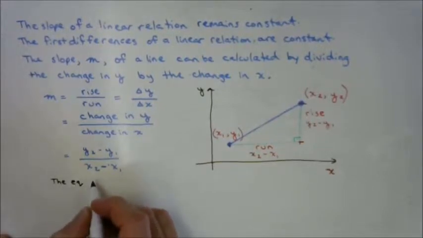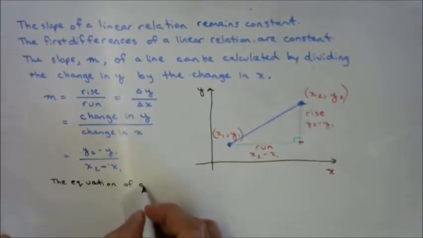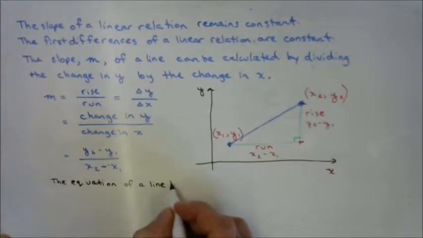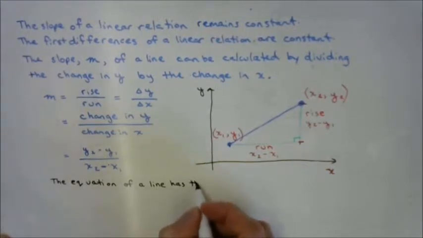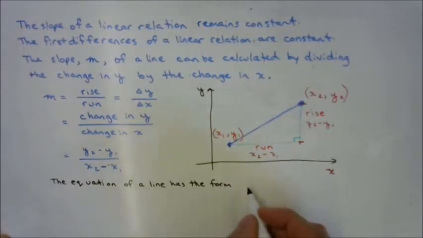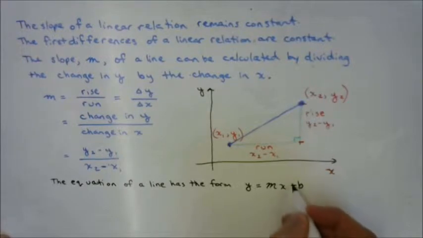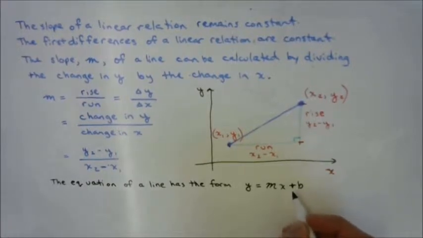The equation of a line has the form... What does the equation of a line look like? y equals mx plus b. If you don't have that memorized yet, you absolutely must memorize that.